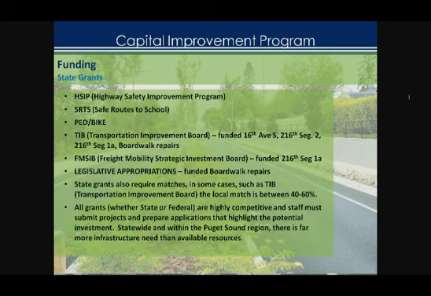State grants, just real quickly, there's a laundry list of stuff here. These are much bigger grants to get, but you usually have to provide more of a local match to be competitive for that kind of grant.